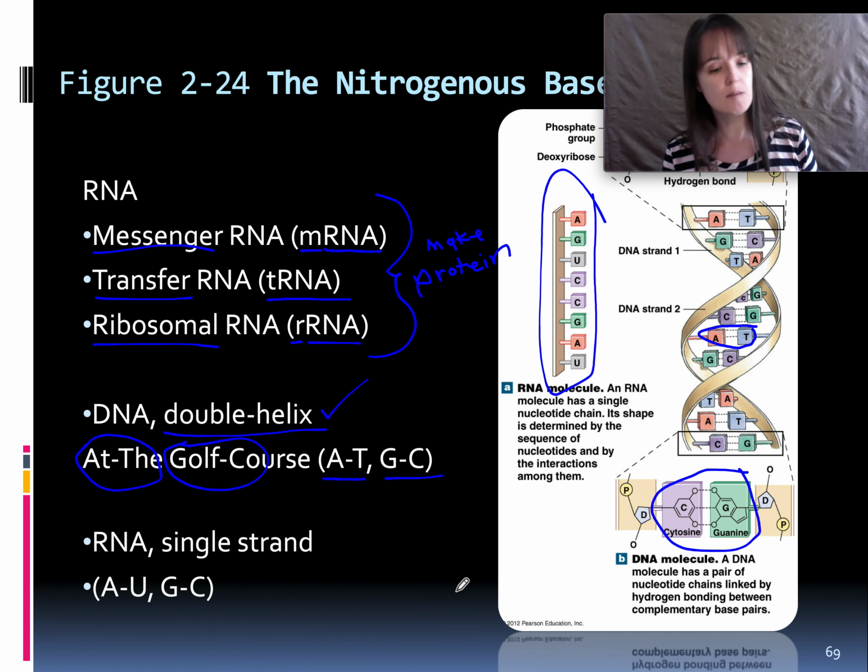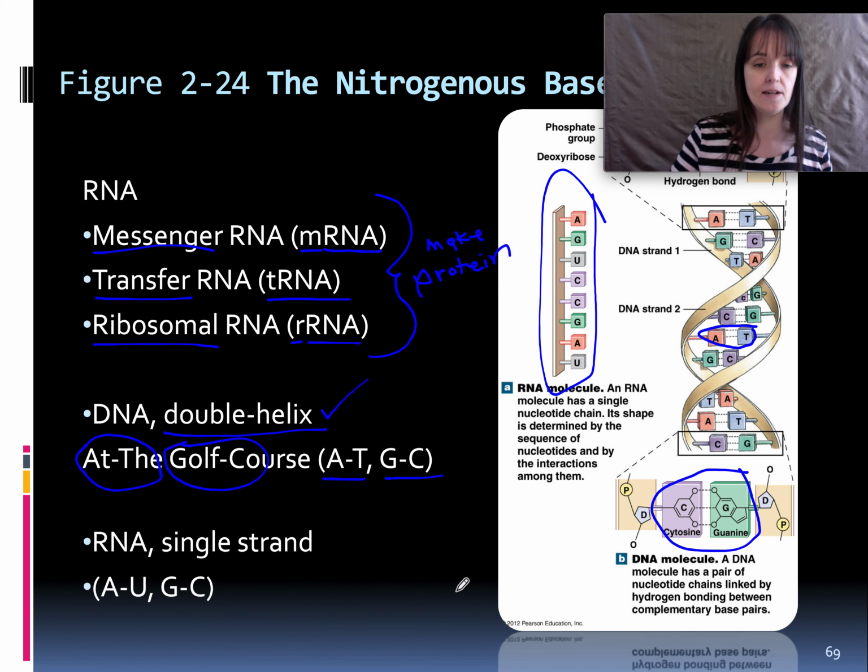To remember these complementary base pairs, ATGC, think of the sentence at the golf course. In all RNA, of course, we don't use thymine. Instead of thymine, RNA uses uracil.